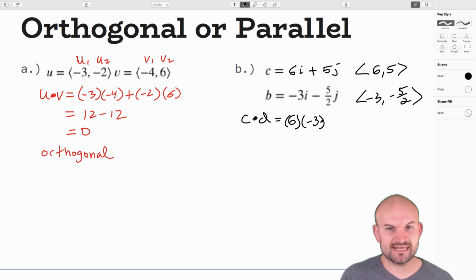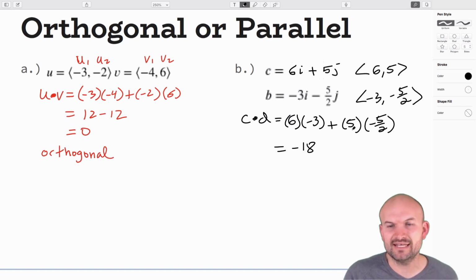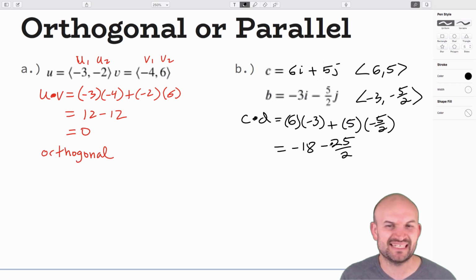So I'm going to multiply 6 times -3, and then I'm going to add that to the product of 5 times -5/2. Okay. And when I go ahead and do this, I get -18, and this becomes -25/2. Now that doesn't look very nice to complete. Obviously I could rewrite this as a fraction. But again, I know that at least it's not going to give me 0.